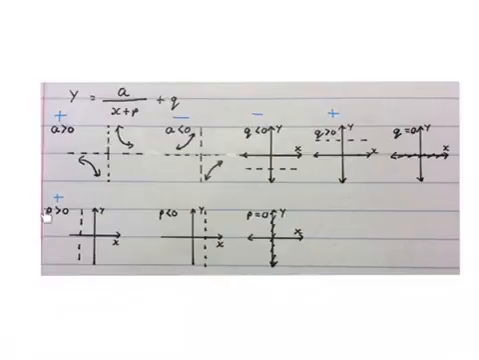Now for P, if P is bigger than 0, that means positive, the vertical asymptote will be on the left-hand side, on the negative side of the y-axis. If P is smaller than 0, means negative, the vertical asymptote will be on the right-hand side of the y-axis. And if P equals 0, the asymptote will be on the y-axis where x equals 0.